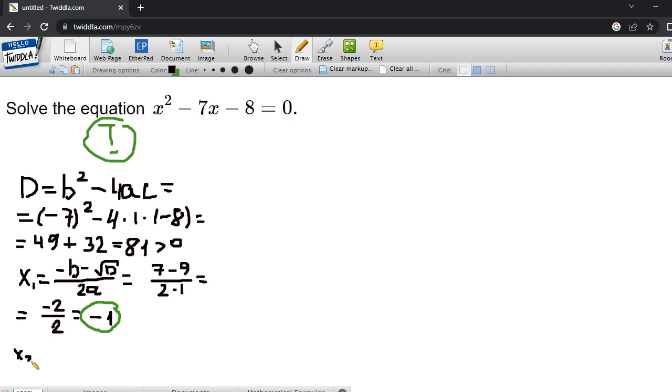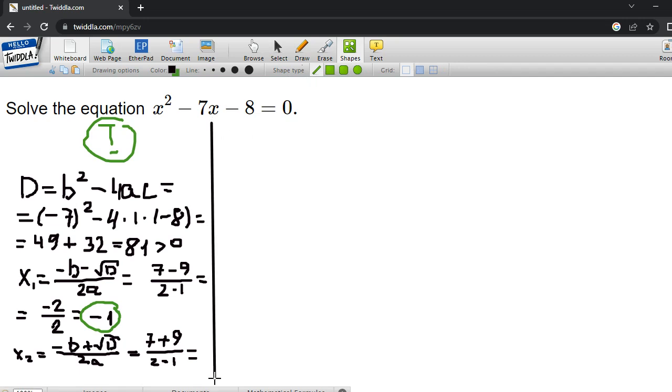Next, x2 equals negative b plus square root of D over 2a equals 7 plus 9 over 2 times 1 equals 16 over 2 equals 8, and 8 is the second root.